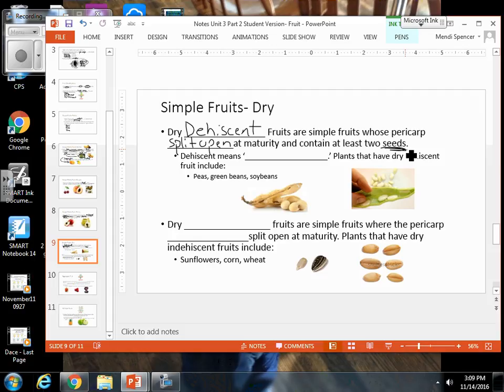So let's make sure this makes sense. When we are looking at the word dehiscent, dehiscent means to break apart.